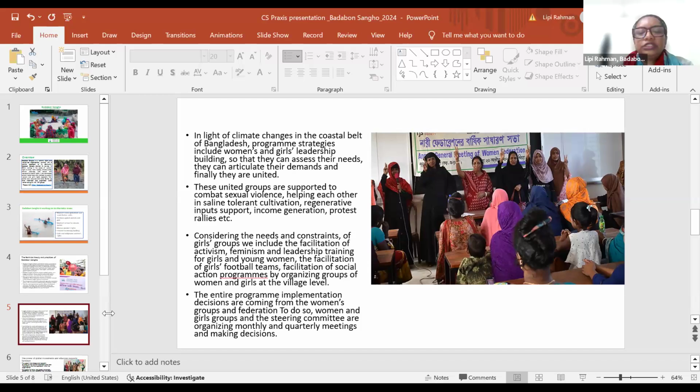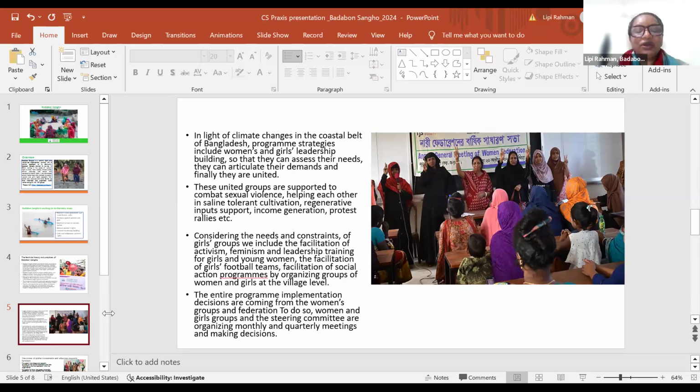How can the cultivation and protest rallies they are doing, considering these needs and constraints of girls. That's why we have started with the concept of these women leaders, that we need to work with the girls team, because we need our future leaders.